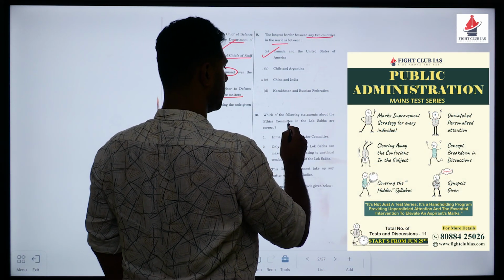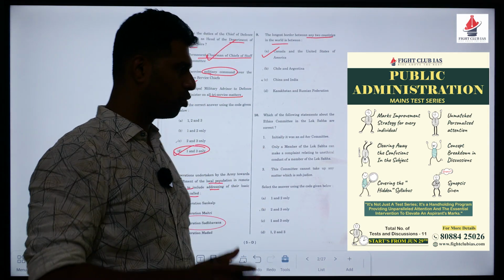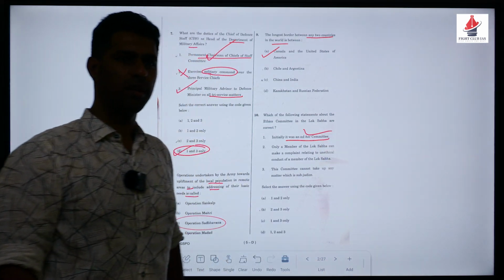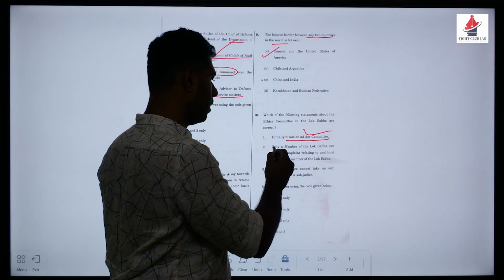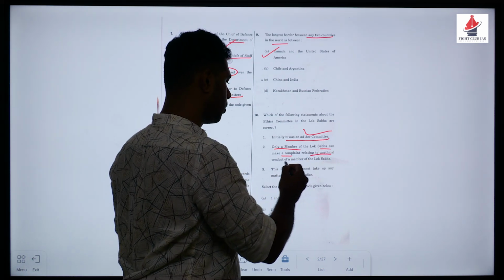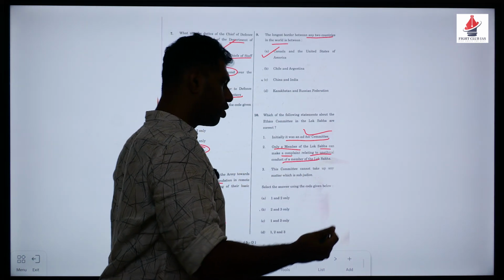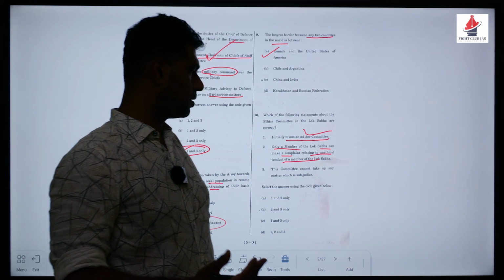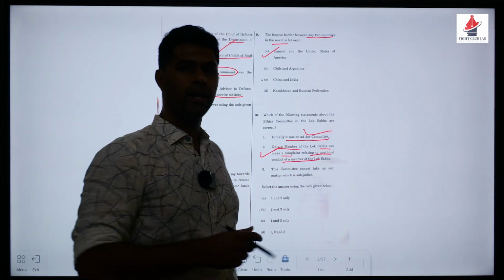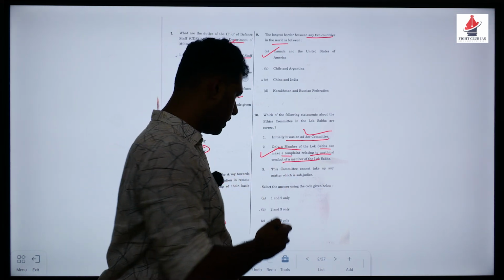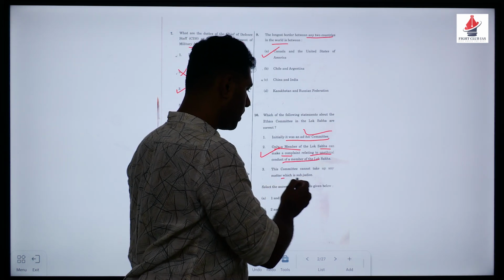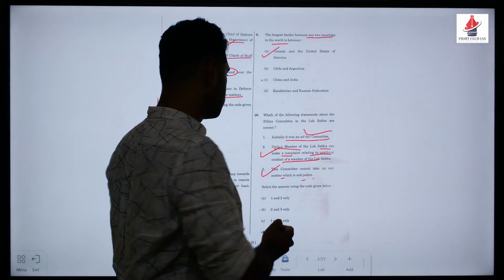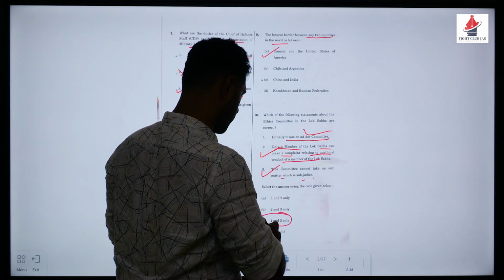Which of the following statements about the Ethics Committee in the Lok Sabha are correct? Regarding the recent Mohua Moitra case, this question has been asked. Initially, it was an ad hoc committee. Yes, it was an ad hoc committee constituted whenever it was necessary. Only a member of the Lok Sabha can make a complaint relating to unethical conduct of a member of the Lok Sabha. Need not be. Any member can file a complaint. Any person can file a complaint, right? But they have to have proper proof and evidence, right? Third one, this committee cannot take up any matter which is sub judice. Yes, any matter which is sub judice, which is in the court, it cannot take the matter up. So answer is 1 and 3 only. Answer is C, right?